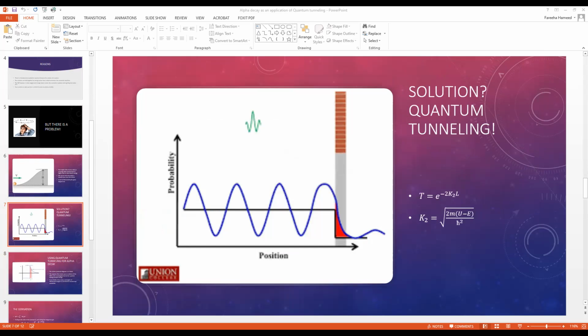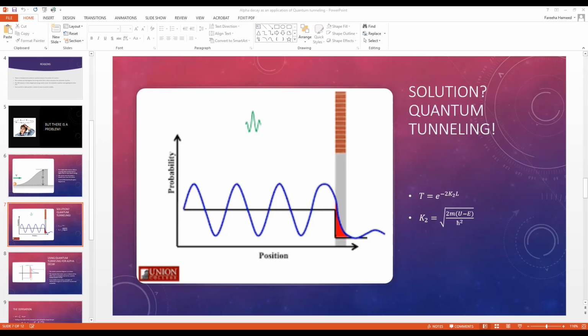Anyway, there is this transmission probability that denotes the probability of this particular wave function, and it can be obtained by solving Schrodinger's wave equation quite orthodoxically. We get the transmission probability to be e to the power negative 2k2L, where L is the barrier width, like this width, and k2 denotes this thing, where U is the energy of the barrier, the height of the barrier, and E is the energy of the particle that is being passed out. And m is the mass of the particle moving out.